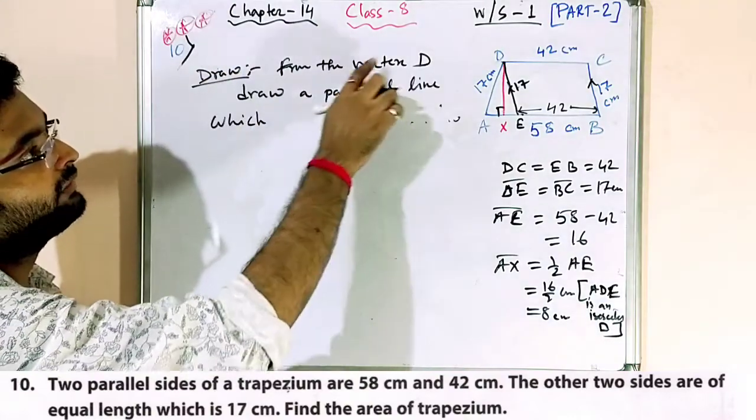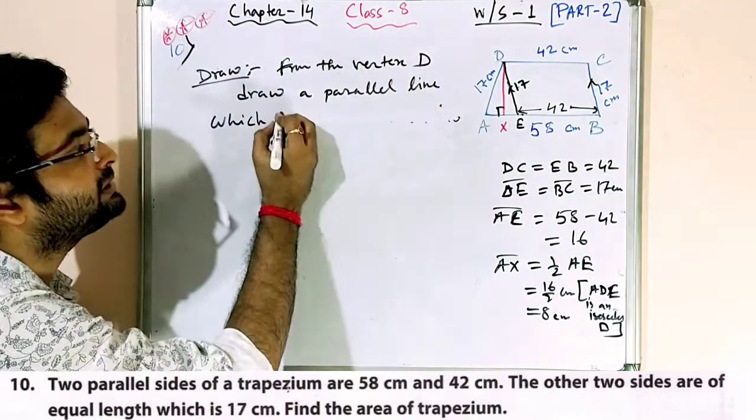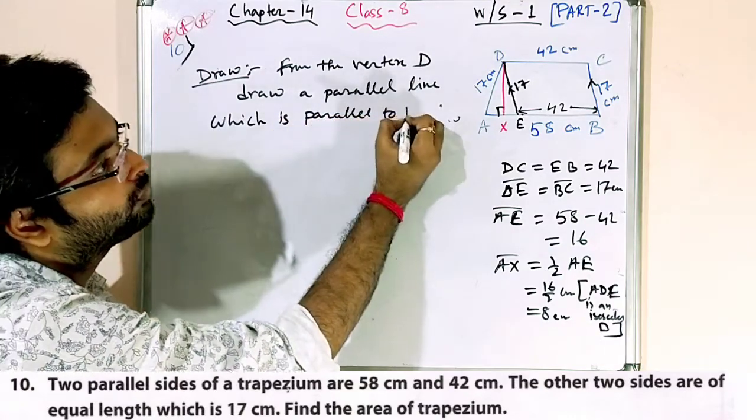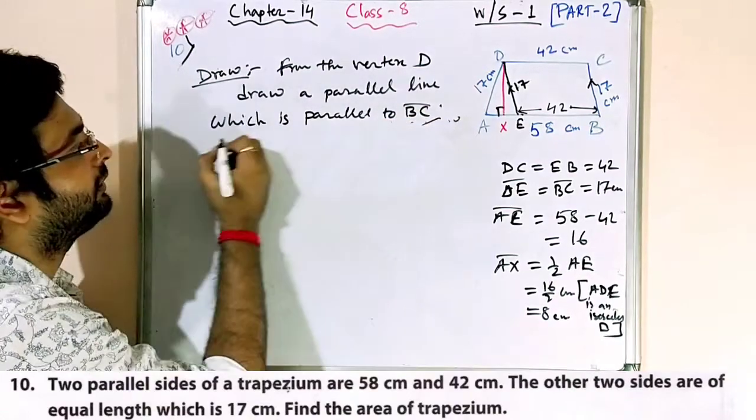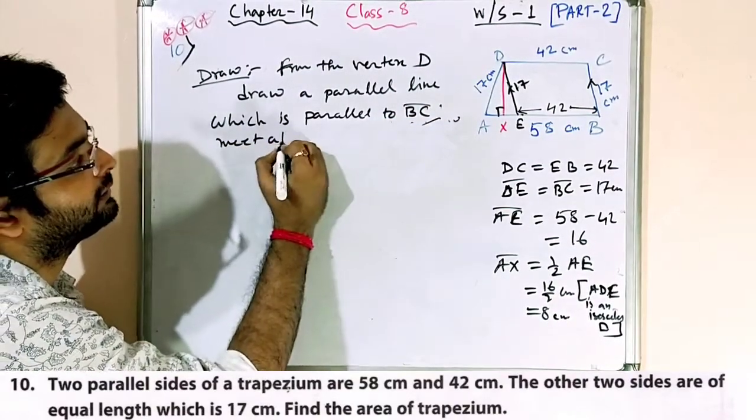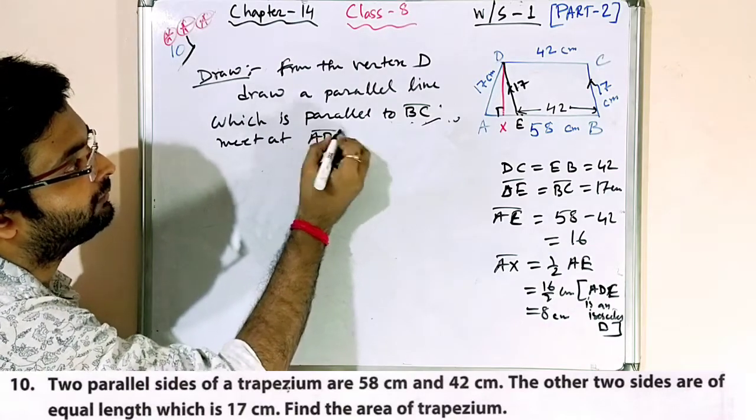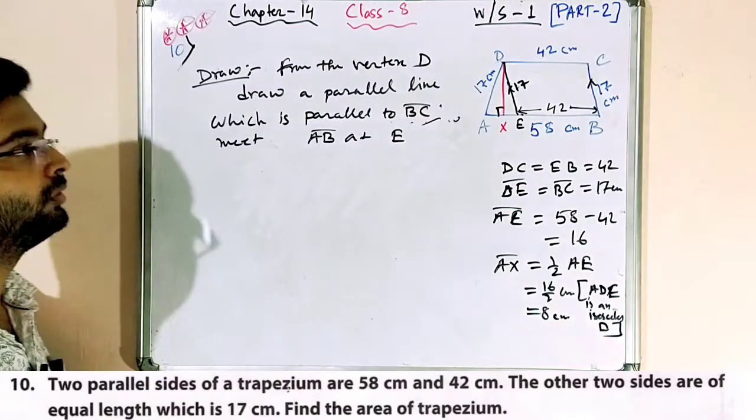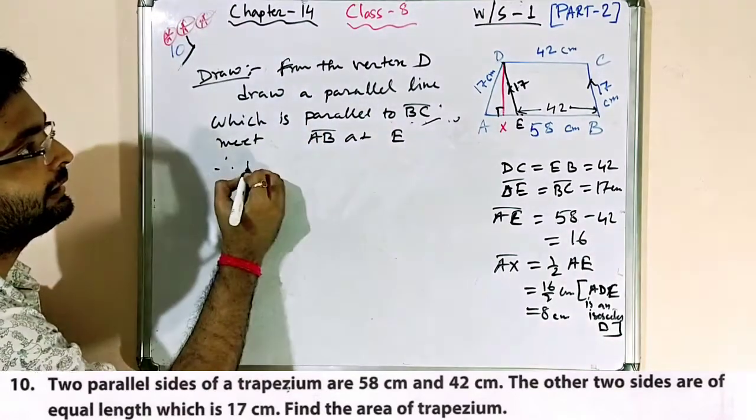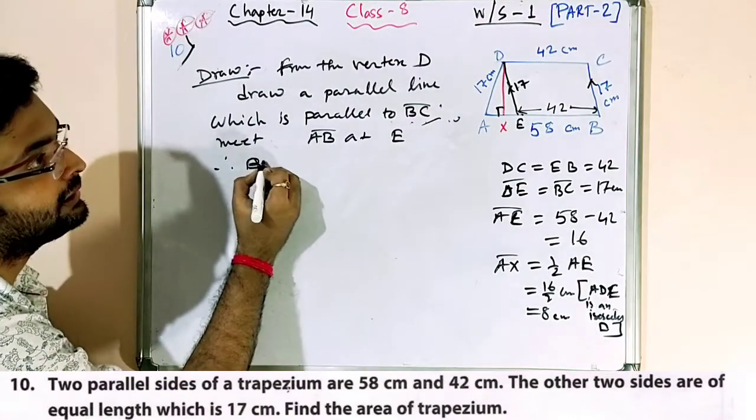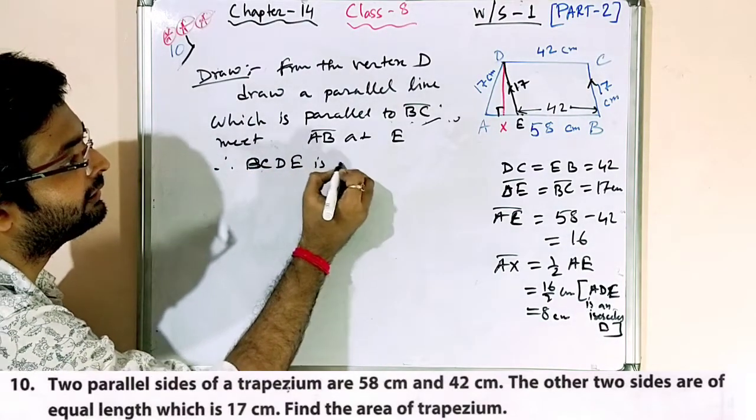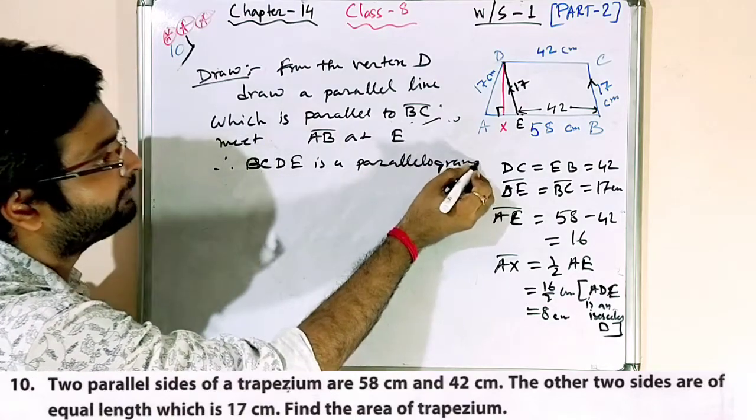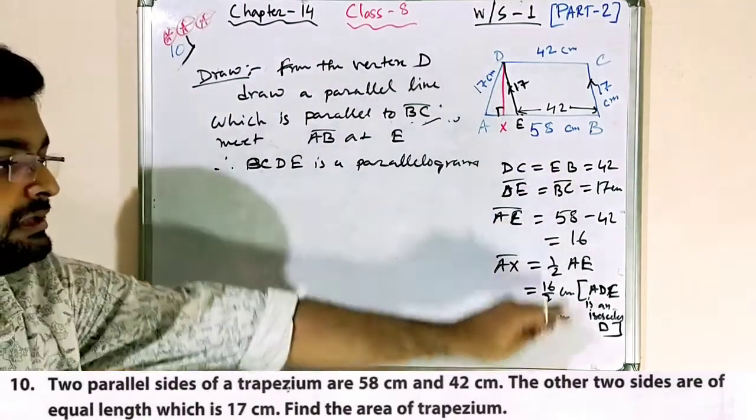The drawing: from the vertex D, draw a line parallel to BC, meeting AB at E. Okay, now what to do? Therefore, BCDE is a parallelogram. Parallelogram means, now this you have to write.